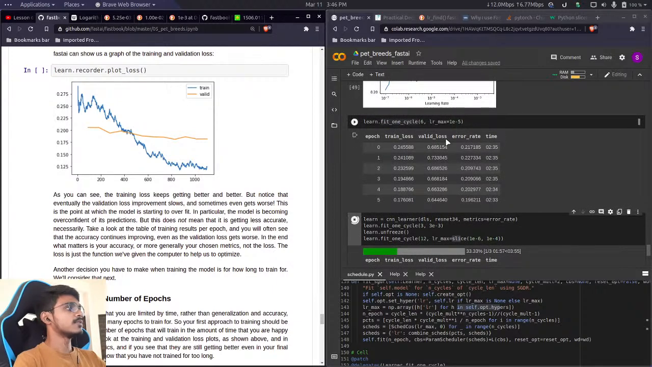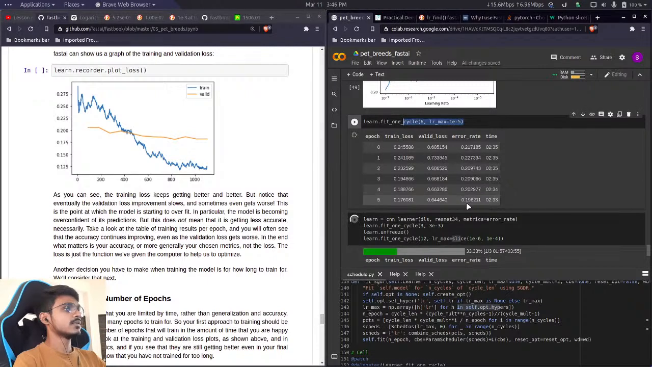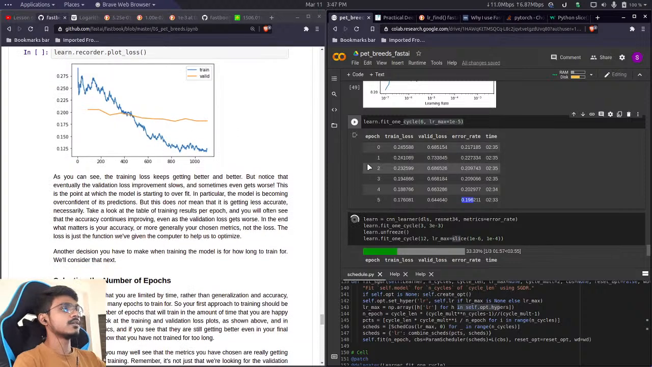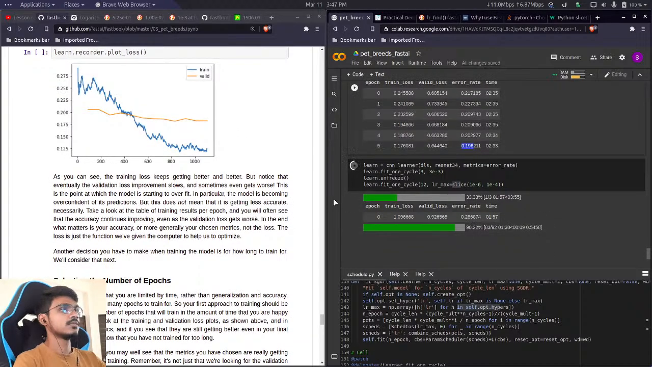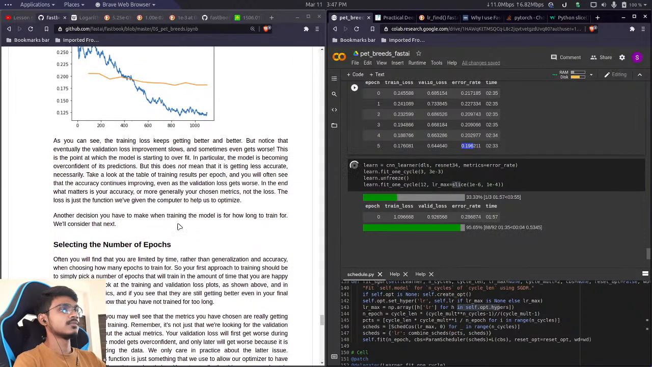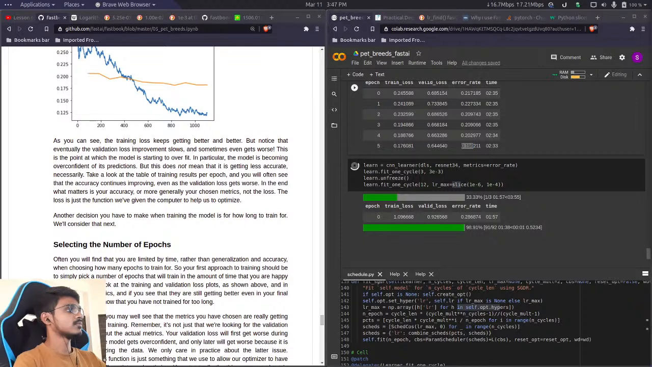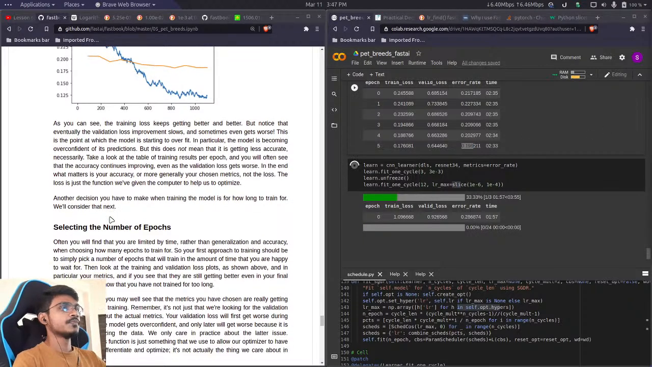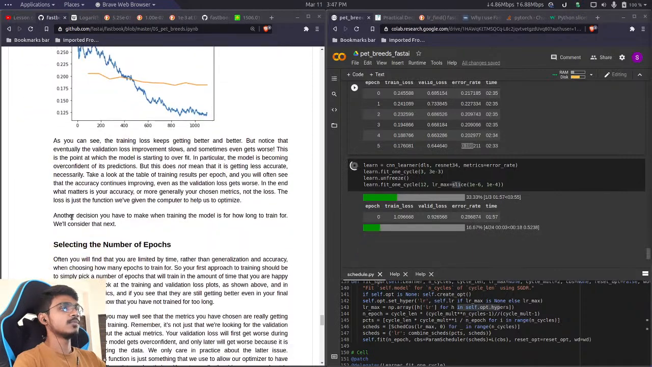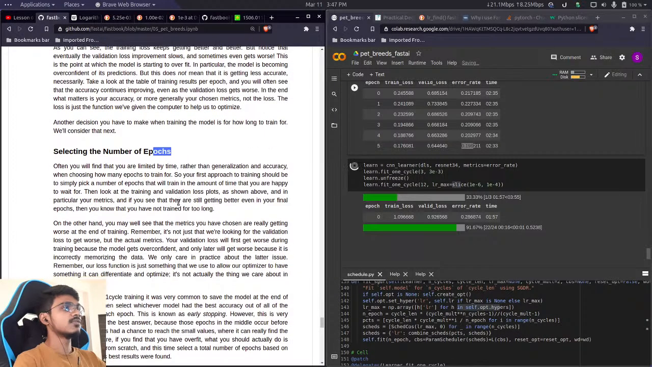Right, so the previous model has been trained and we got 0.19 error rate. Selecting the number of epochs. Another decision we have to make when training the model is for how long to train for. We will consider that next. Selecting the number of epochs.